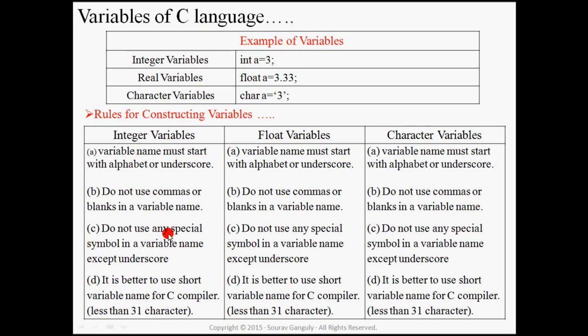Do not use any special symbol in a variable name except underscore. That means you cannot write here a star a as a variable because it has its own meaning. But you may use int, then put a space, then underscore, then a. It is better to use short variable names for C compiler, less than 31 characters. But I personally recommend that you use a variable name less than 10 characters long.